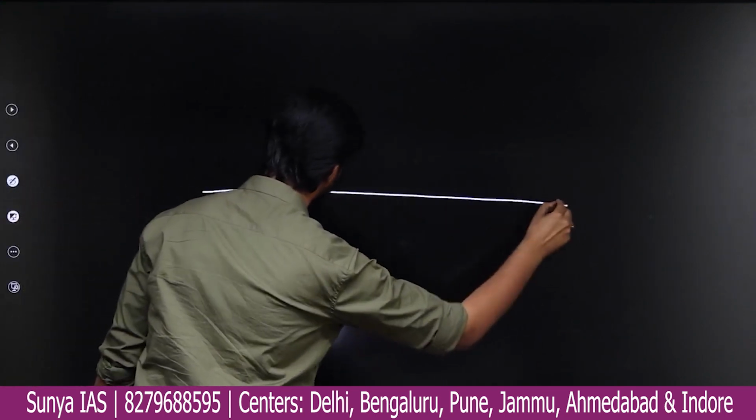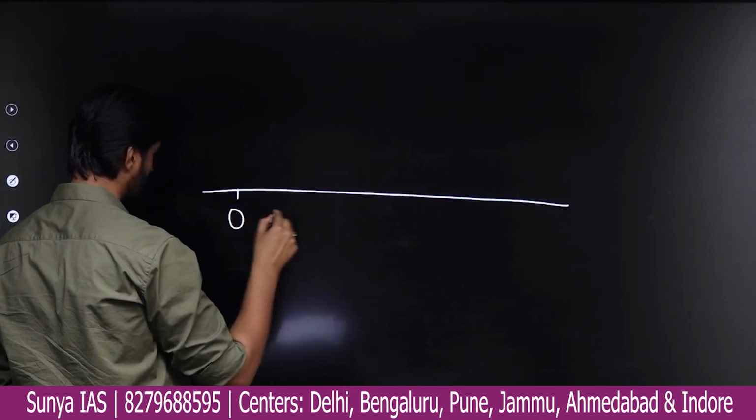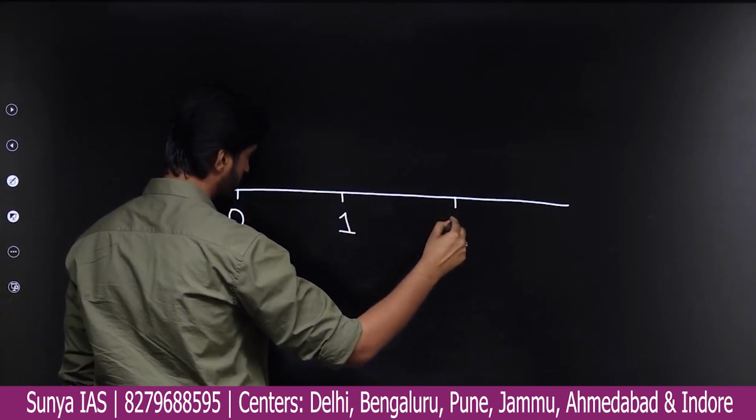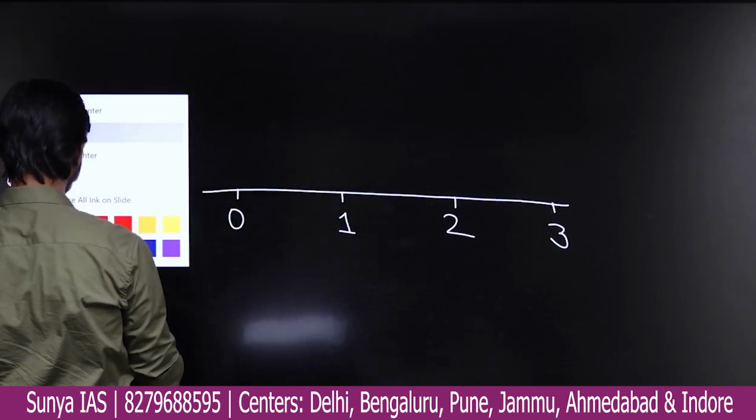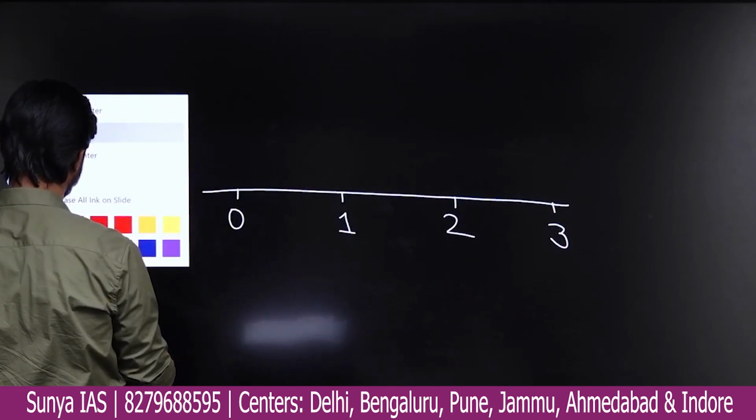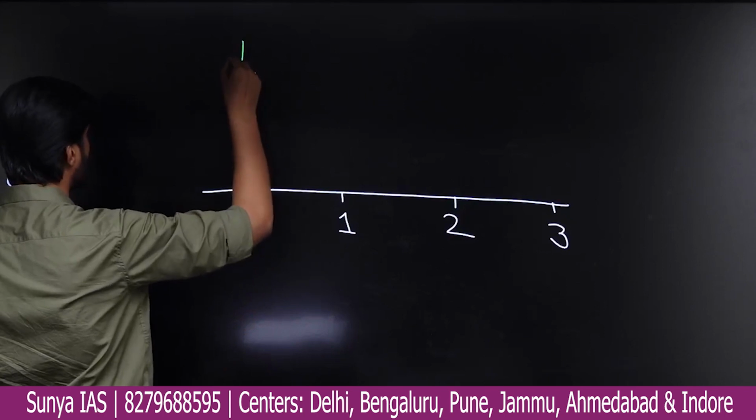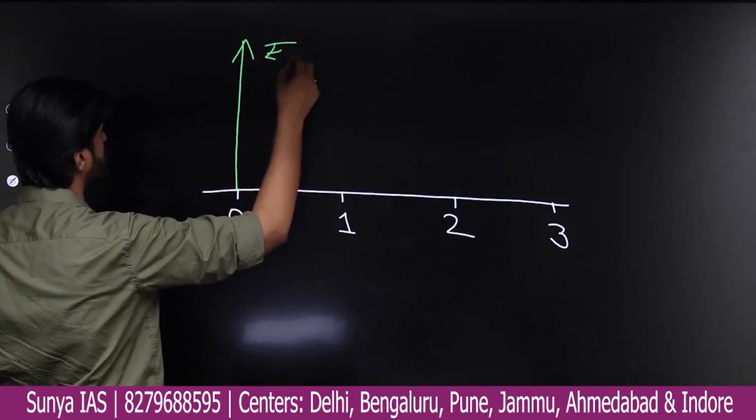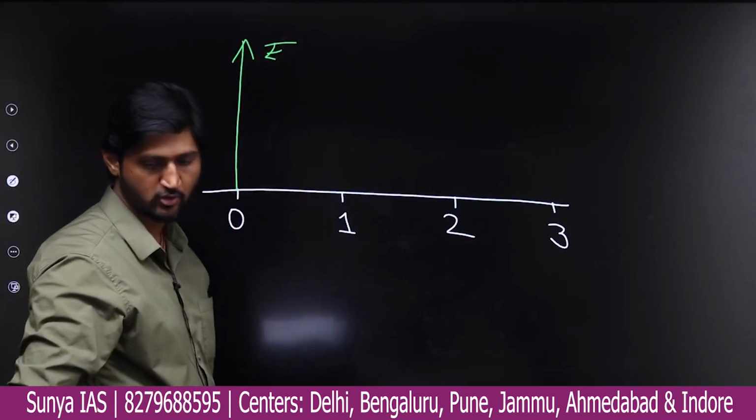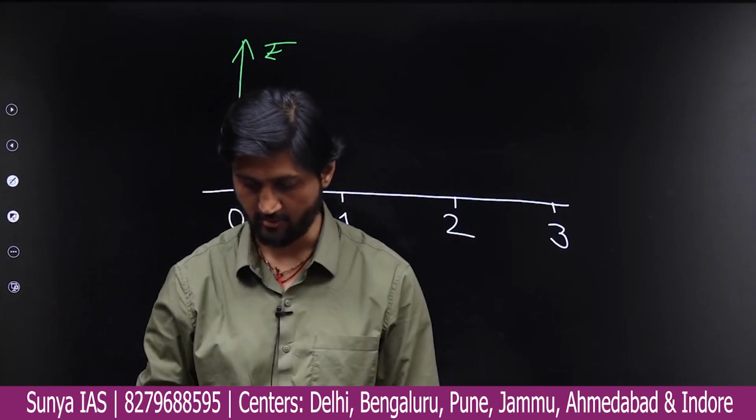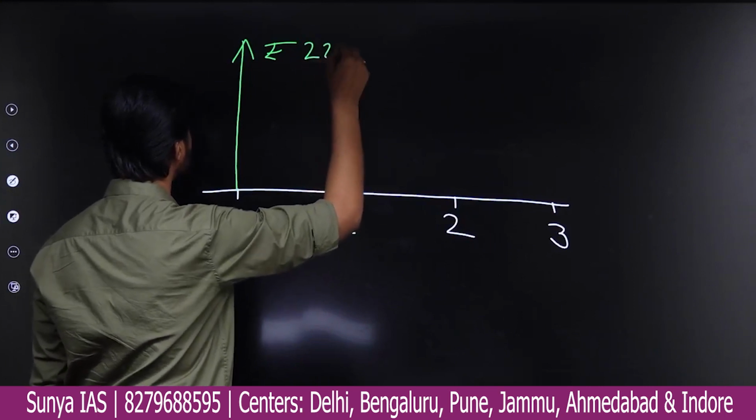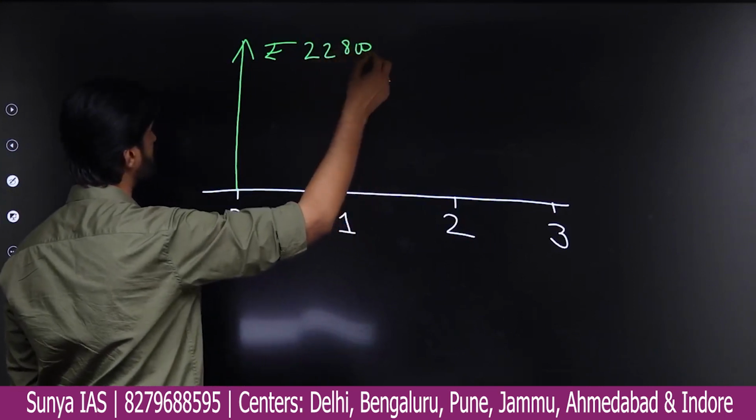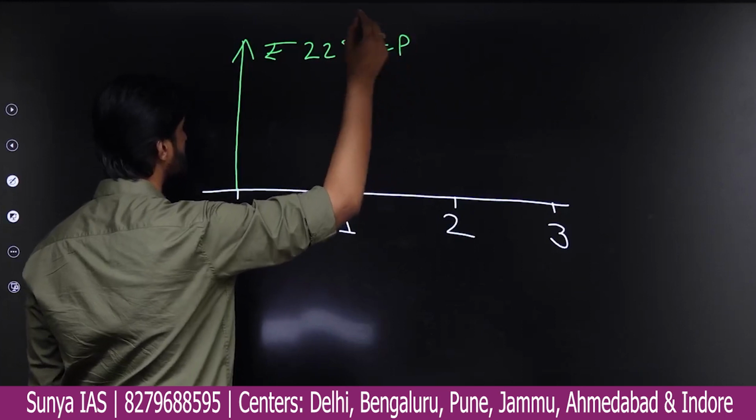Suppose this is the timeline, this is year 0, this is year 1, this is year 2, and this is year 3. Now the person takes a loan of rupees so much. What is the amount of the loan? Just a minute. So the amount of the loan is 22800 rupees. This is the loan amount he is taking. This is nothing but the principal.